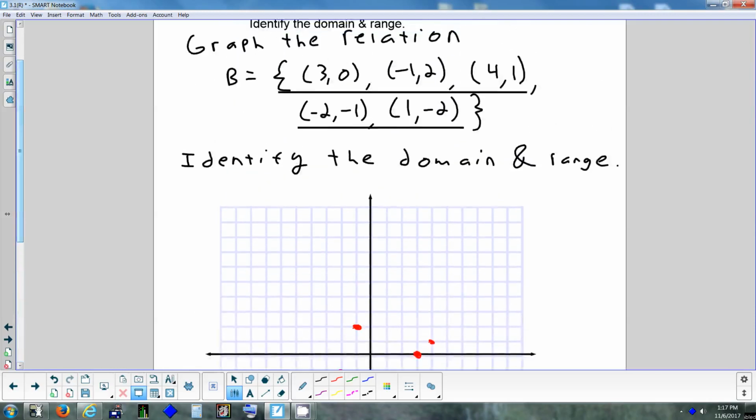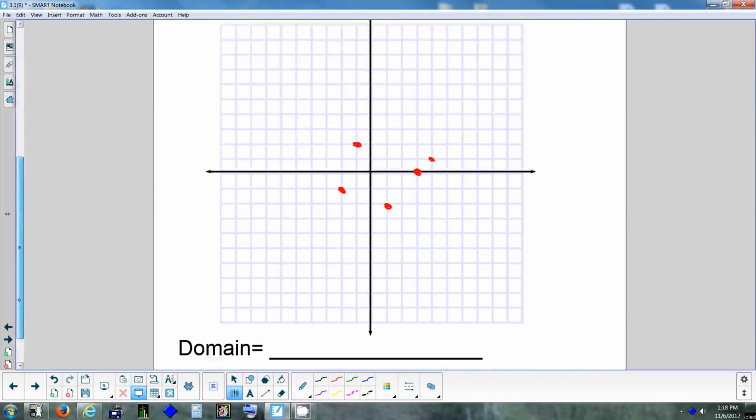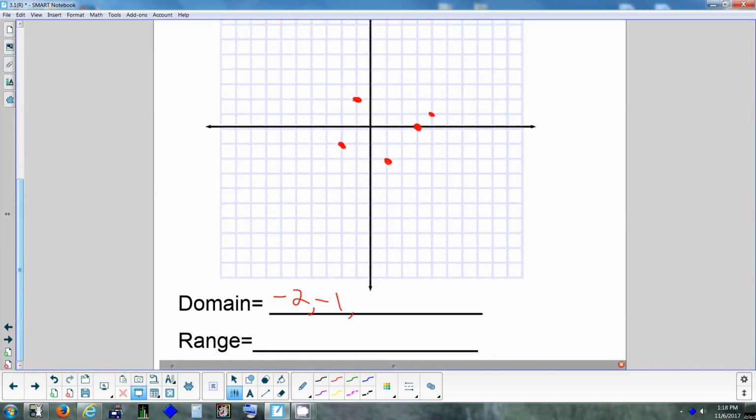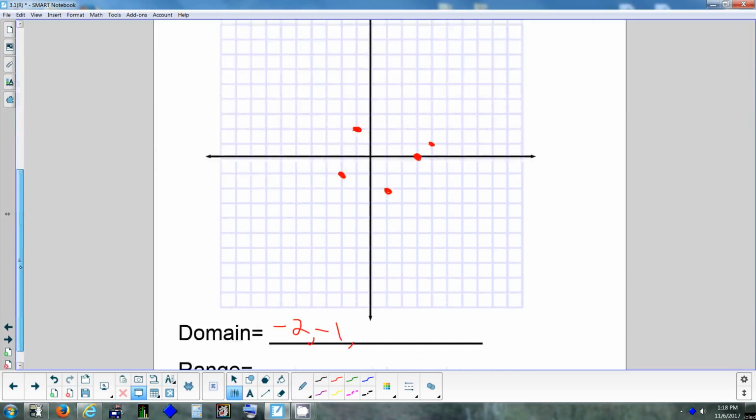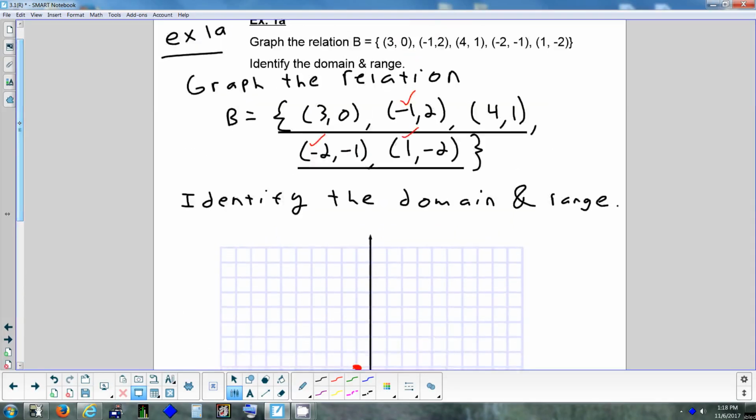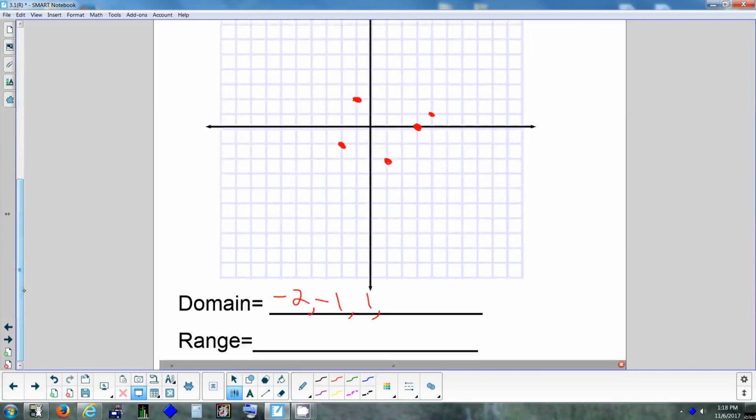Okay, and let's try to do it in order, lowest to highest. What's the lowest value in the domain? -1. Yeah, I think negative one is the lowest. Sorry, no, negative two. Actually, negative two. So let's start with those two. Negative two. Negative one. I like to check them as I go so I don't forget that I did them. What's after that? One. Next. Three. And then four. Do I have any repeats? No. If you do have a repeat, we're going to talk about what that means in a little bit. But there's no repeats here.